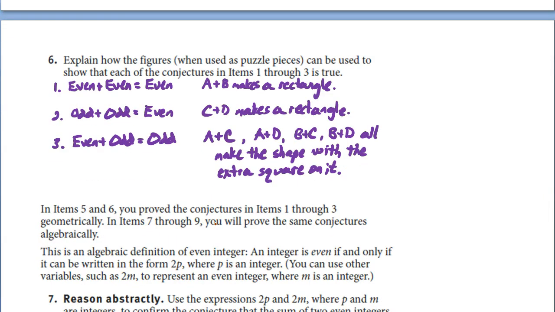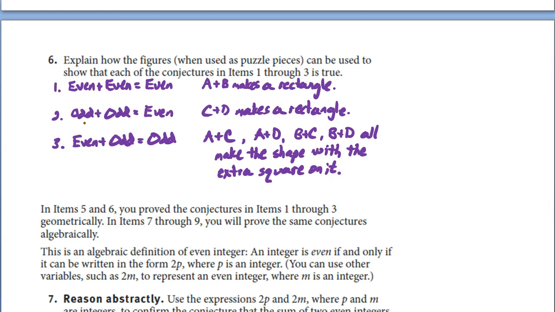Number 6, explain how the figures, when used as puzzle pieces, can be used to show that each of the conjectures in items 1 through 3 is true. Our first conjecture was an even number plus an even number always makes an even number. And our puzzle pieces help because A plus B made a rectangle. Again, A was an even number, B was showing an even number, fit them together, and that created a rectangle, which is an even number.